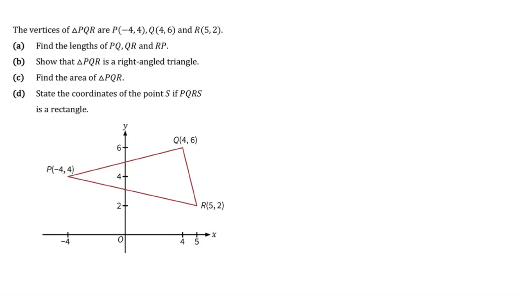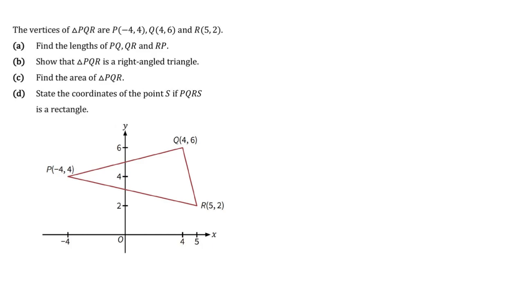Hello everyone, welcome to this video where we are given the vertices of this triangle PQR with the diagram also provided. For part A, we are supposed to find the length of PQ, QR and RP. Part B is related to part A, because we can make use of the answer in part A to show that this triangle is in fact a right angle triangle.